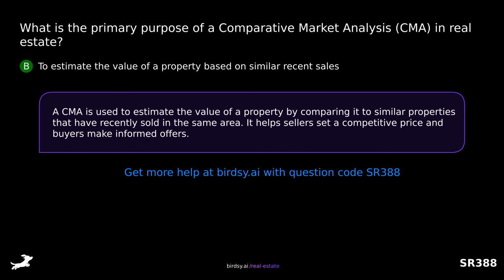A CMA is used to estimate the value of a property by comparing it to similar properties that have recently sold in the same area. It helps sellers set a competitive price and buyers make informed offers.